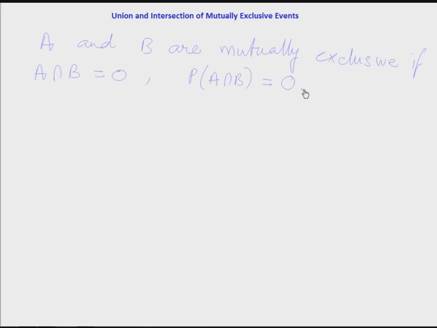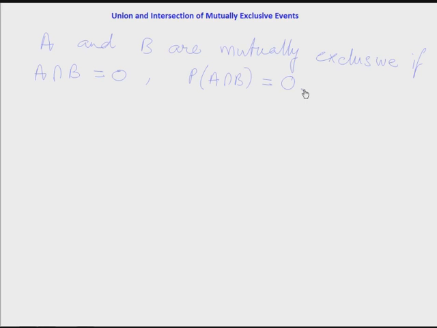So here's the formal definition of mutually exclusive events. Two events are mutually exclusive if they have no outcomes in common. A and B are mutually exclusive if A intersection B is empty. That means there are no outcomes in common. Or in other words, the probability of A intersection B is 0.